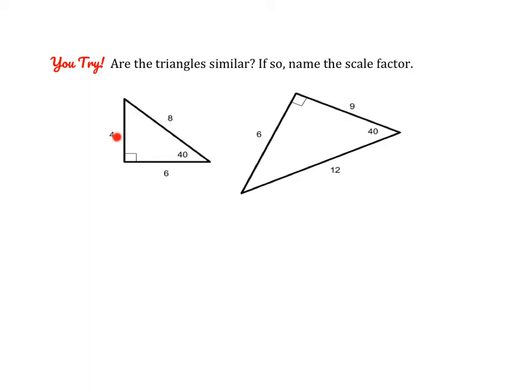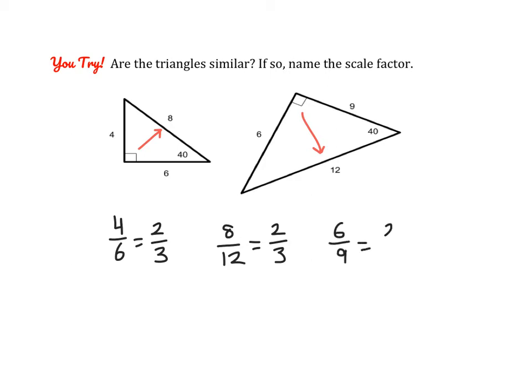I can see that 4 is between the 90 and the 50, so it's going to go with 6. So we say 4 to 6, which is a 2 to 3 ratio. The 8 is going to go with the 12 because they are both across from the 90. And this would also simplify to a 2 to 3 ratio if we divide both the numerator and denominator by 4. And that means that our last pair will be the 6 to 9, which also is a 2 to 3 ratio.